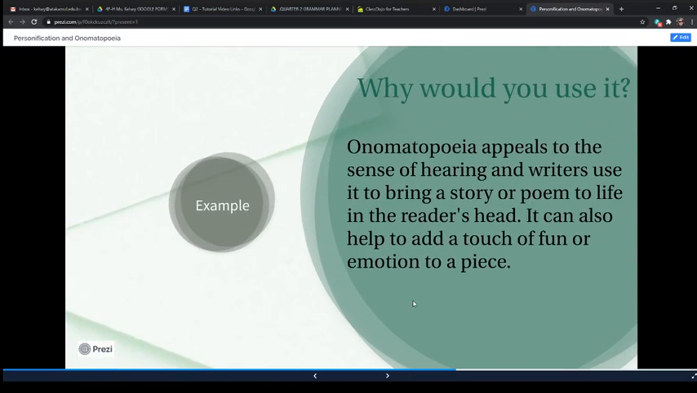Why would you use it? Onomatopoeia appeals to the sense of hearing, and writers use it to bring a story or poem to life in the reader's head. It can also help to add a touch of fun or emotion to a piece. Here's an example.